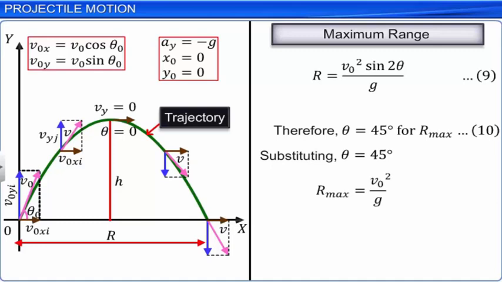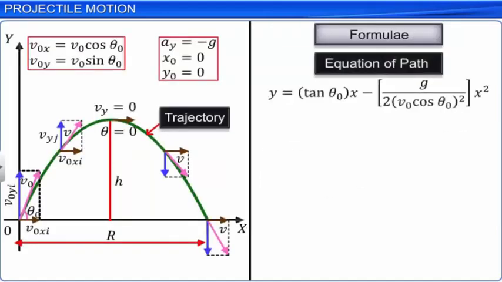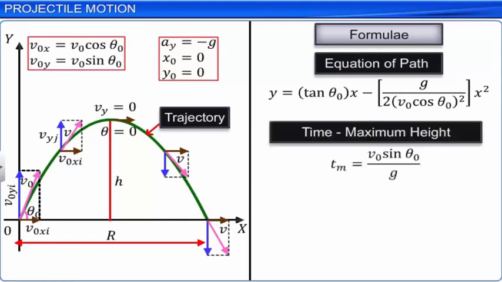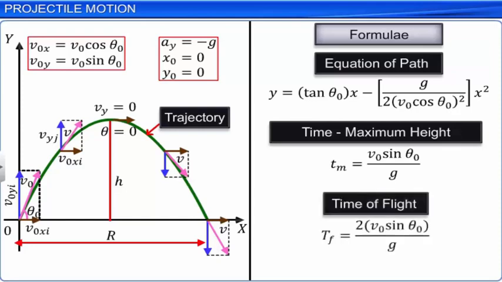The equation of the path for the projectile: y is equal to tan theta 0 into x minus g divided by 2 into V0 cos theta 0 square into x square. Time taken for the projectile to attain maximum height: Tm is equal to V0 sin theta 0 by g. The time of flight of the projectile: Tf is equal to 2 V0 sin theta 0 by g. The maximum height attained by the projectile: H is equal to V0 sin theta 0 square divided by 2g.